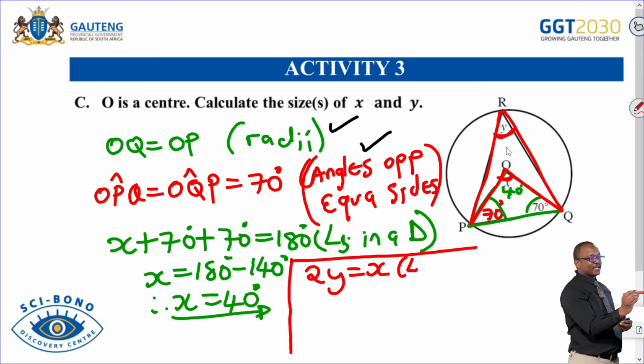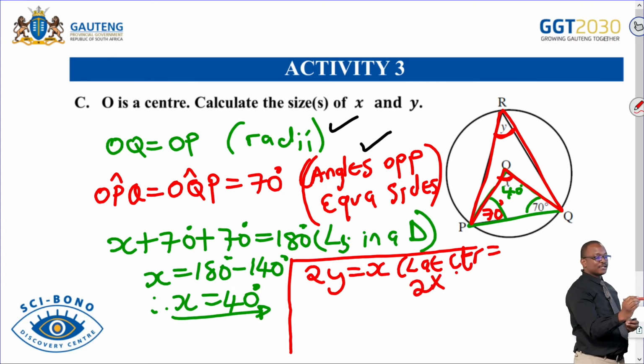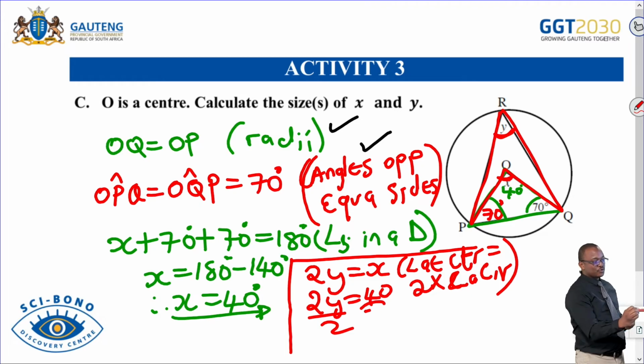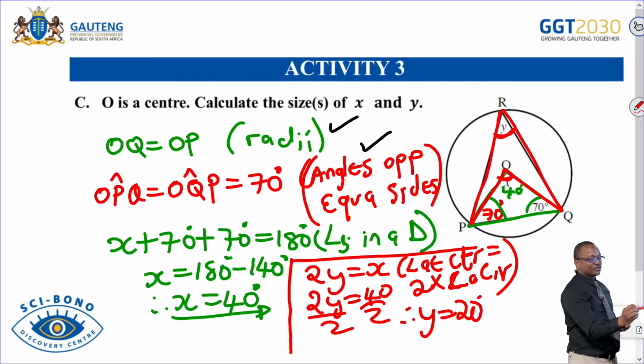Then this is angle at center. Angle at center is equal to 2 times angle at circumference. Correct. So now, 2 of y is equal to 40. We divide both sides by 2. Therefore, your y is going to be 20 degrees.